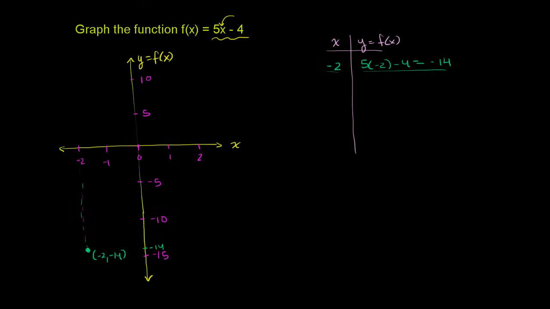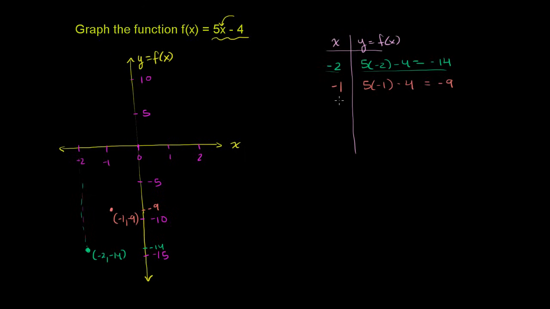Now let's try another point. Let's try negative 1. When x is negative 1, f of x is 5 times negative 1 minus 4. 5 times negative 1 is negative 5. Minus 4 is negative 9. So when x is negative 1, f of x is negative 9. So negative 9 is right about here. So this is the point negative 1, negative 9. That is on the graph of f of x.